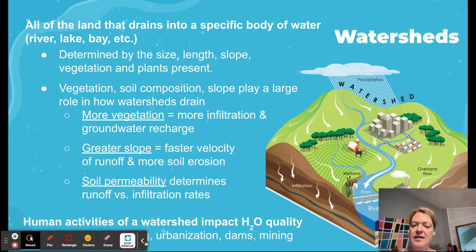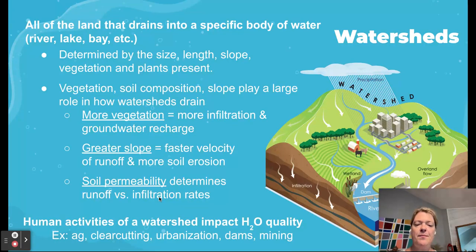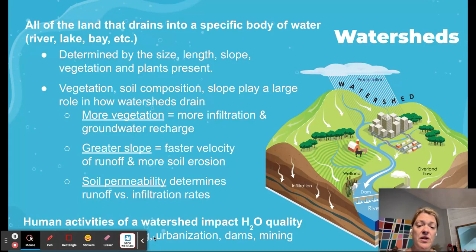Okay, and then lastly, human activities in a watershed impact the water quality. For instance, agriculture, like we've mentioned, clear cutting, which is deforestation, taking down the trees, and urbanization, urban cities spreading out. When we put in a lot of concrete and roads and infrastructure, that stops the infiltration and the recharging of the groundwater, and that's an issue. Dams can impact the water quality, and so can mining. We will talk about each of those human activities throughout APES, so it'll be important that you know more about that later.